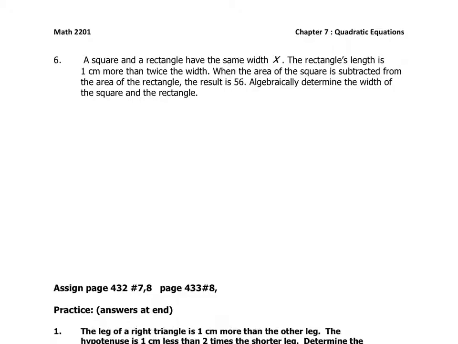So if we have a square and we have a rectangle, and we know they both have the same width x, but it says the rectangle's length is 1 centimeter more than twice the width, so that would be 2x plus 1. When the area of the square is subtracted from the area of the rectangle, the result is 56. So area of rectangle, subtract area of square, is 56.